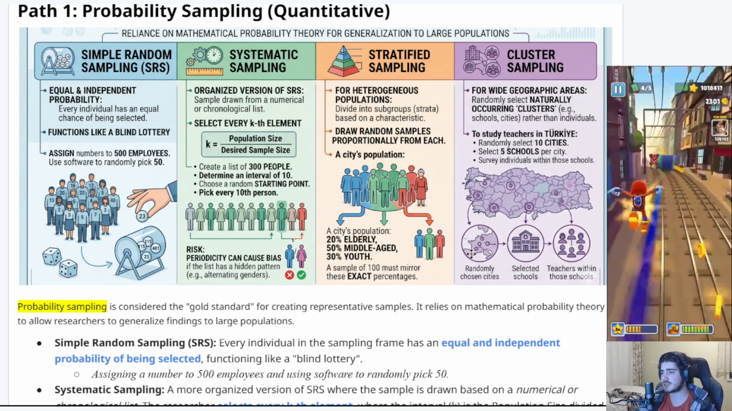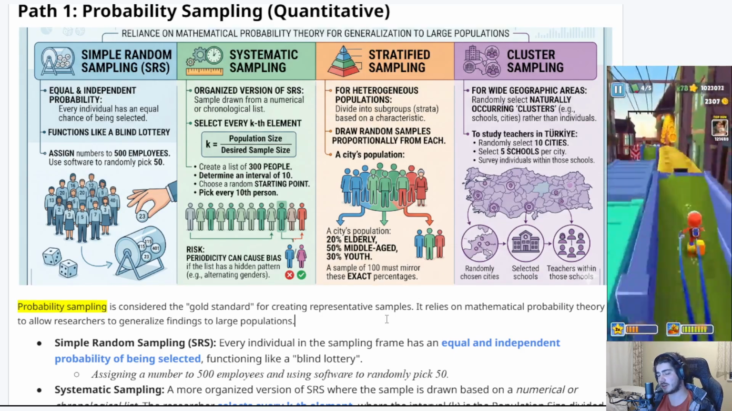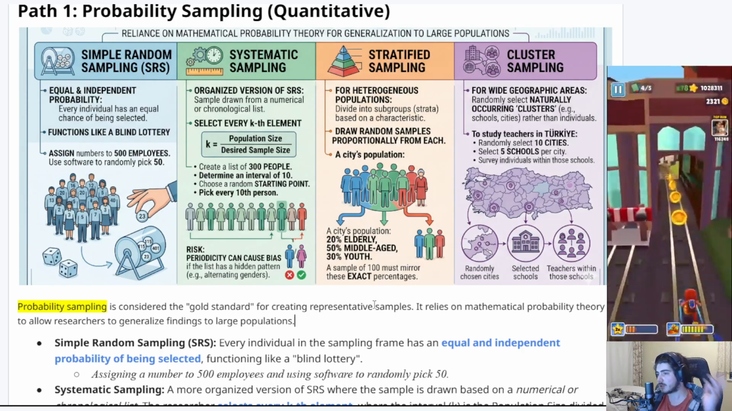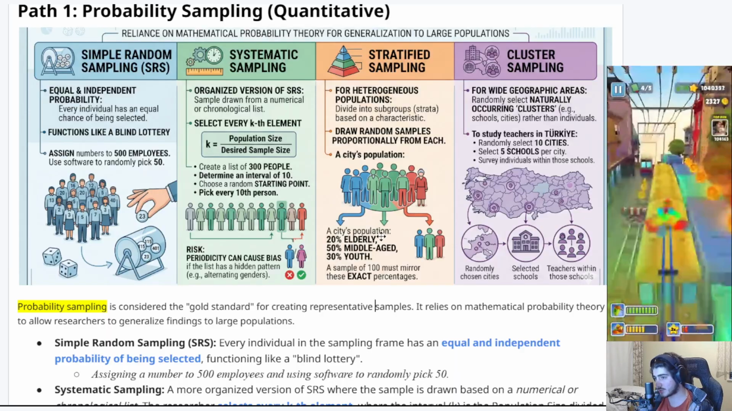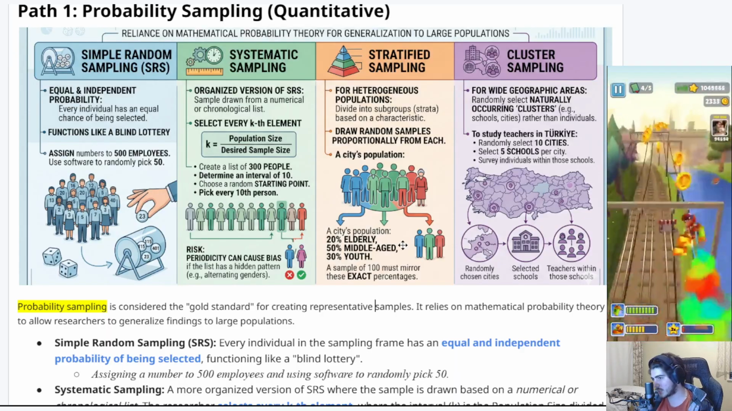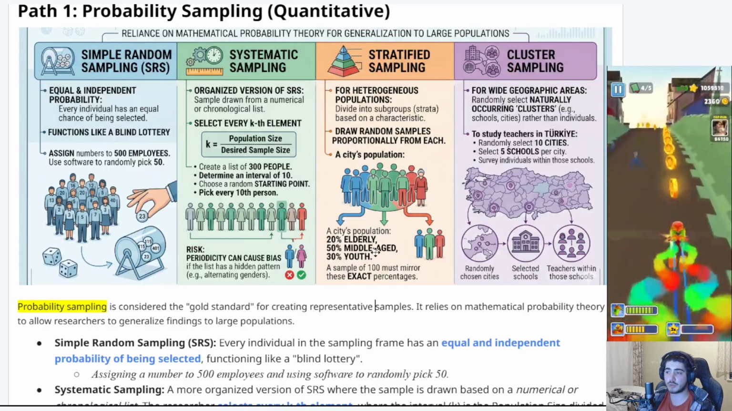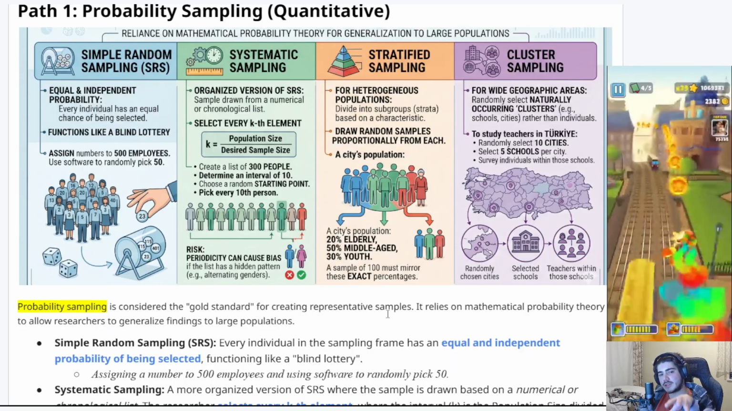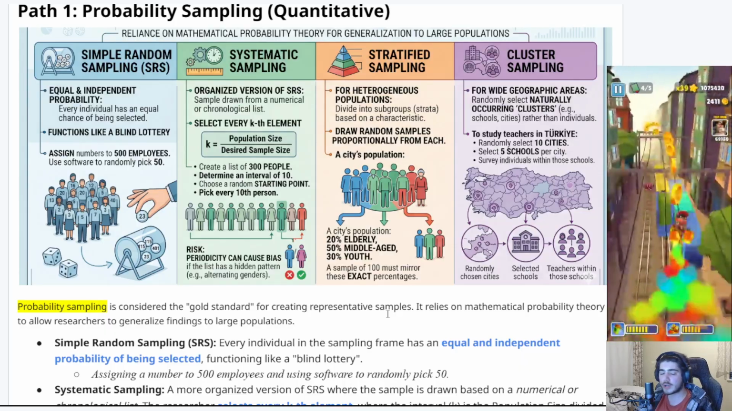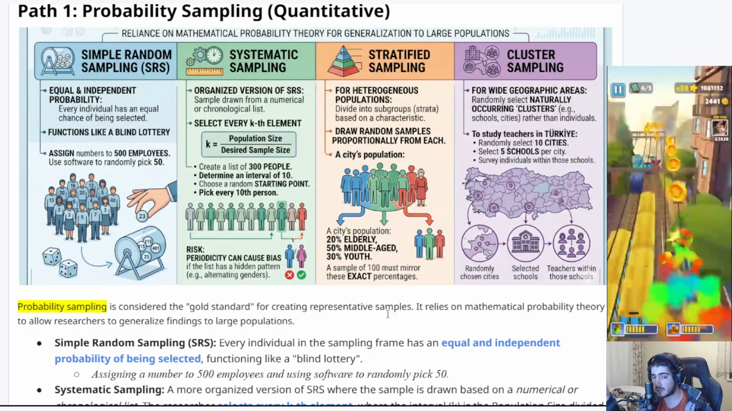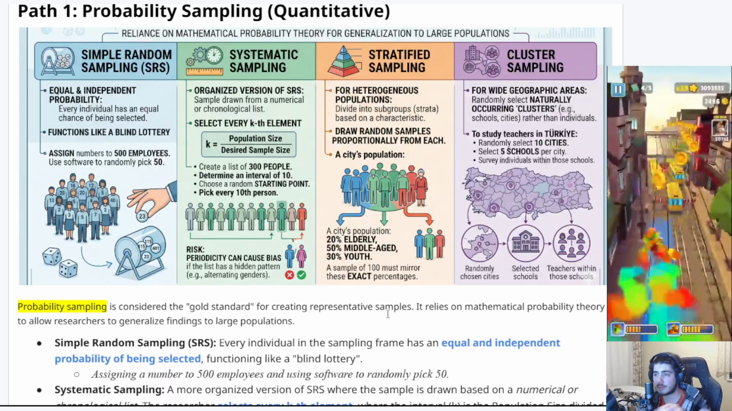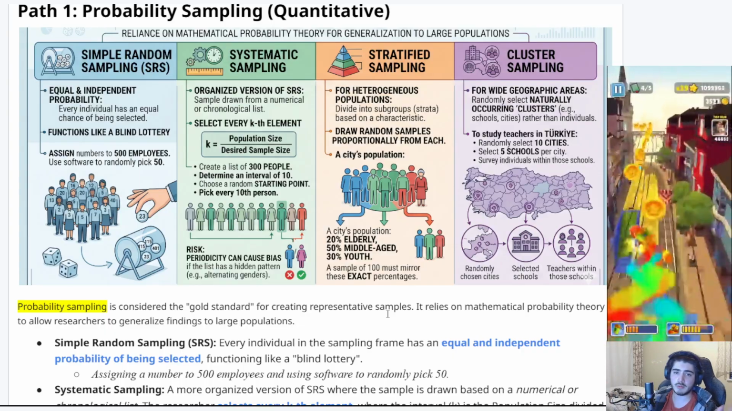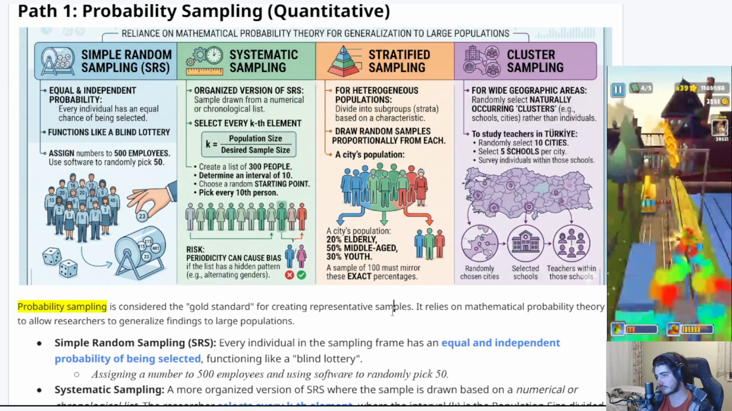For example, in this example, they are looking at the population of a city and they are picking 20% elderly, 50% middle aged, and 30% youth. And we will have a sample of 100 total people. So we will pick 20 elderly people, 50 middle aged people, and 30 young people, maybe babies, I'm not sure.